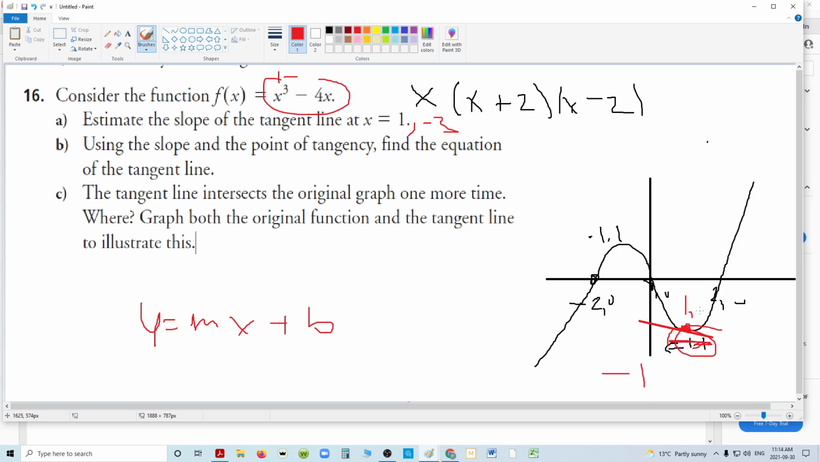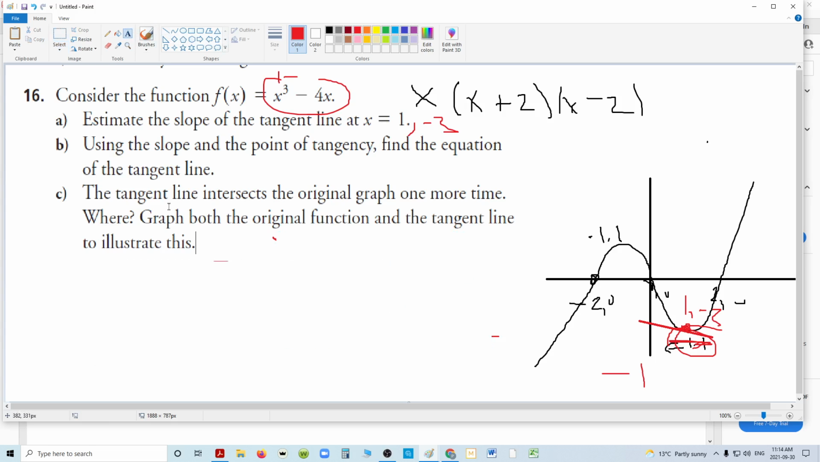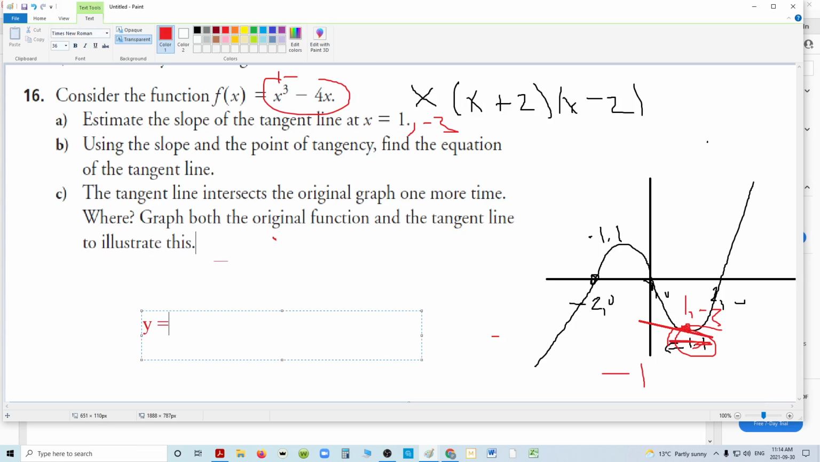The point (1, minus 3) is the point it goes through, which means when y is minus 3, the slope is minus 1, and x is 1, we can figure out our b. This becomes minus 3 equals minus 1 plus b, which means b is equal to minus 2. We now have a formula for that tangent line. It is y equals minus 1x minus 2.